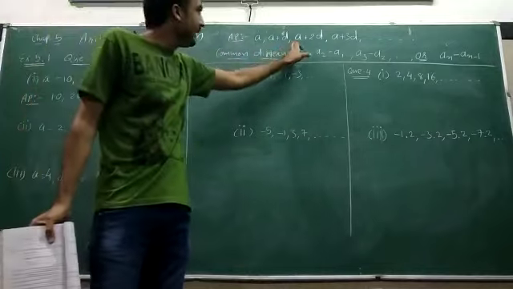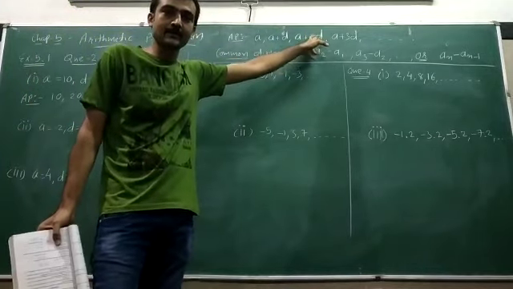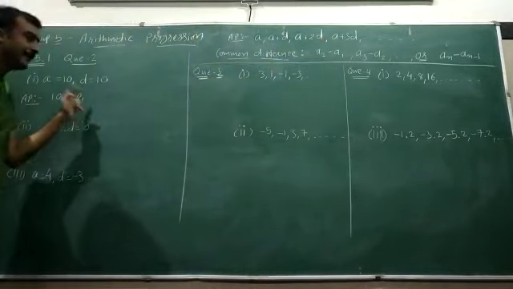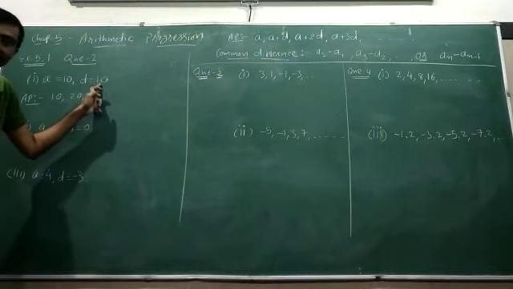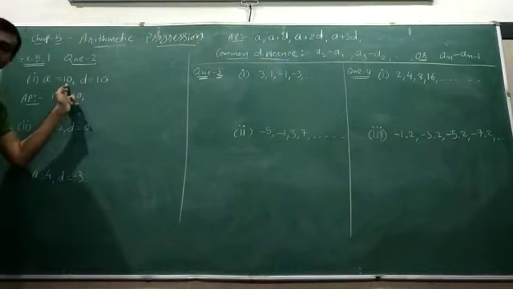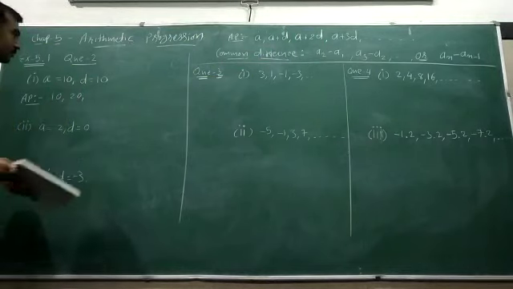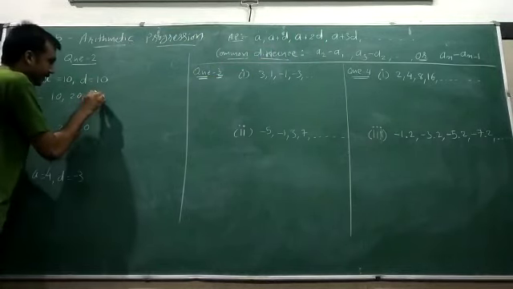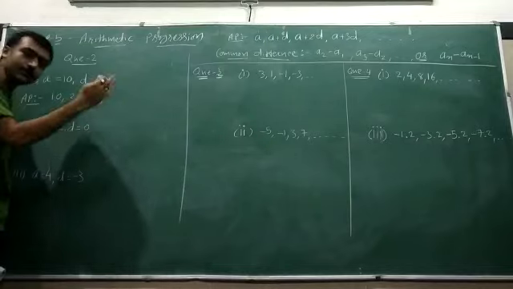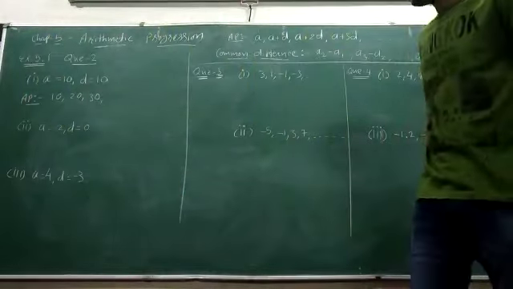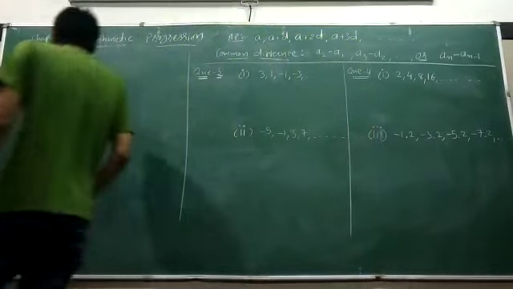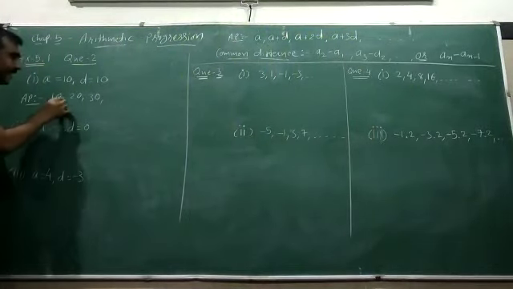Now the third term will be A plus 2 into D. So 2 into D, that means 20, and 20 plus 10 is 30, right? So the third term will be 30, and so on. This is how you can find an AP: the first term is 10, the second term is 20.